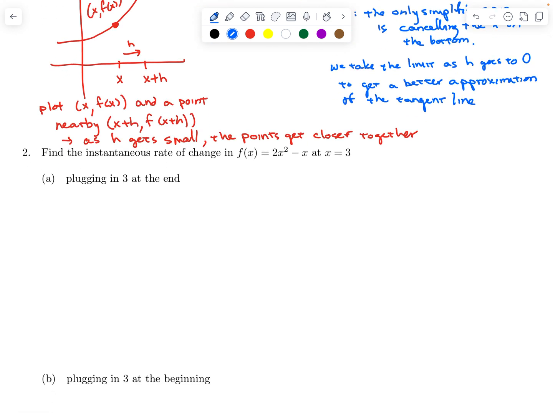Okay, so if we have a value to look at, there's a couple of ways we can do it. We can plug in, so we're looking at f of x plus h minus f of x all over h as h goes to 0. So I need, in this case, if I'm plugging 3 in at the end, I'm just going to leave x as x, but I do need to see what f of x plus h is.